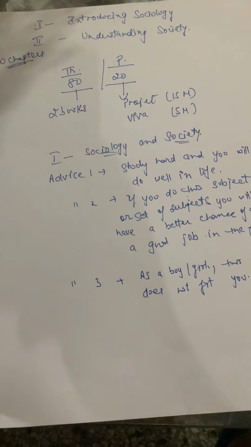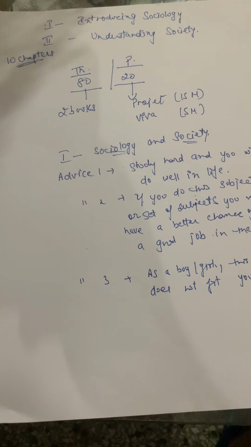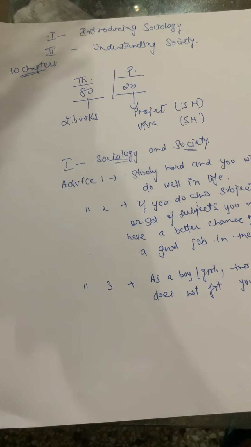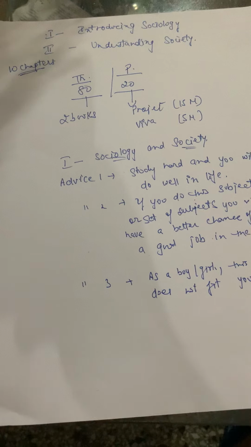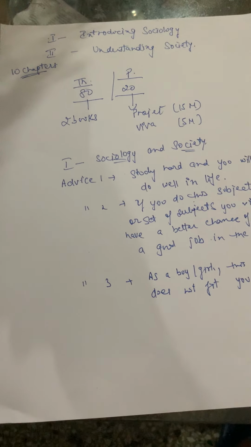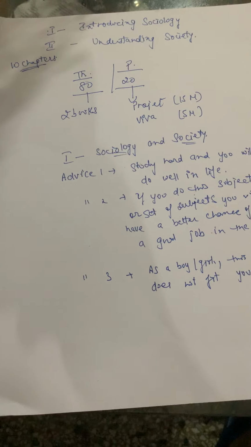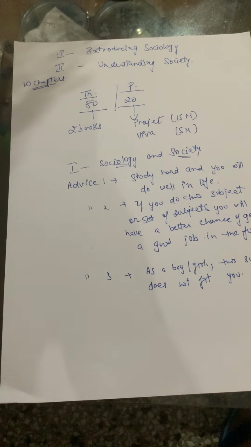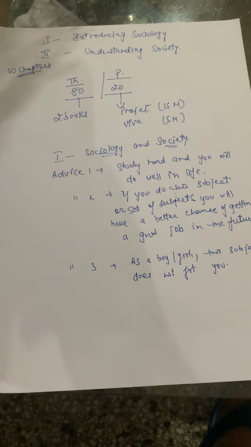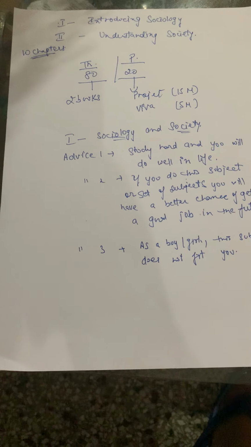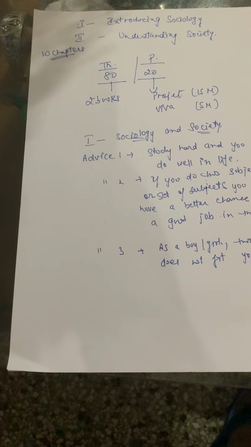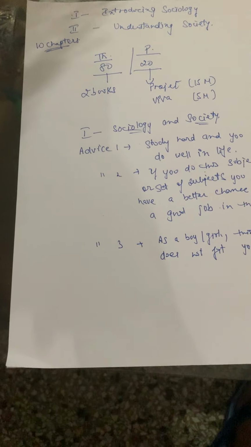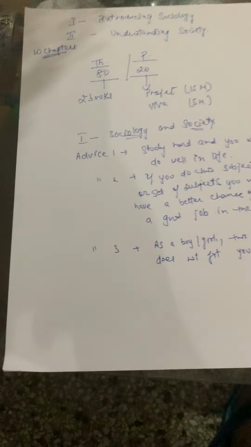You have part 1 and part 2, which comprise about 10 chapters, and the theory exam in the final will be 80 marks. The rest 20 marks will be your project. Under project, there is further division. You will be asked to make a project file. You'll decide what titles you will undertake for the project files. That will be completely your choice, but I will help you in giving shape to the titles of the projects.